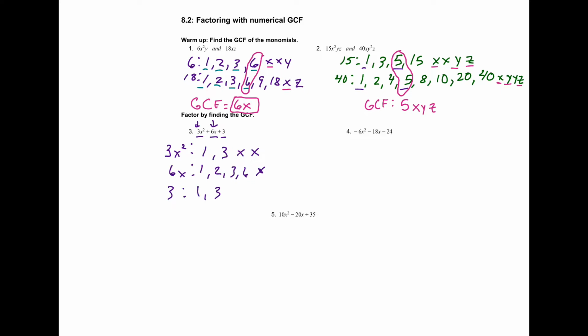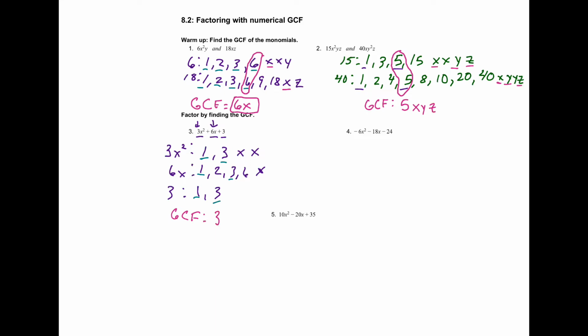So let's find our common factors. There's a 1 in all 3 of these. There's a 3 in all 3 of these. And I see 2 x's, 1 x, and no x's. So actually my GCF here is just going to be 3, and that's it. So what we want to do here is factor by taking out a 3. We're going to kind of undistribute.